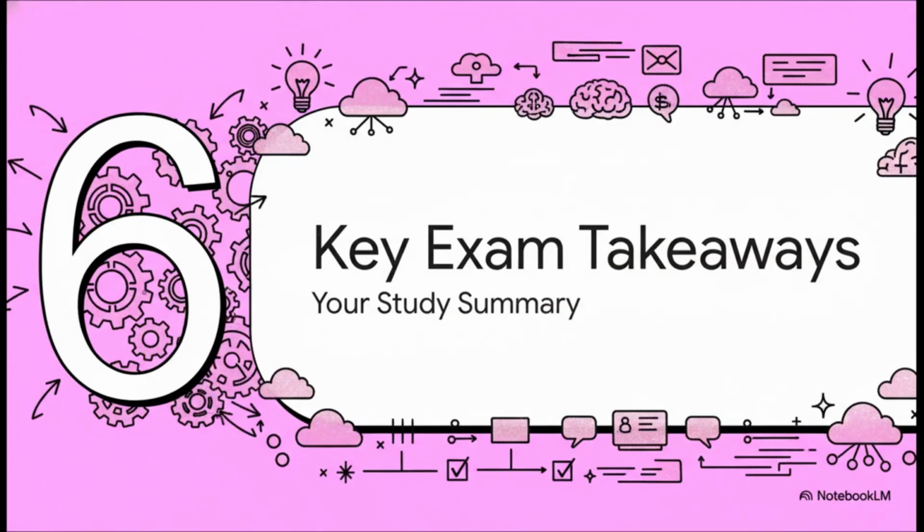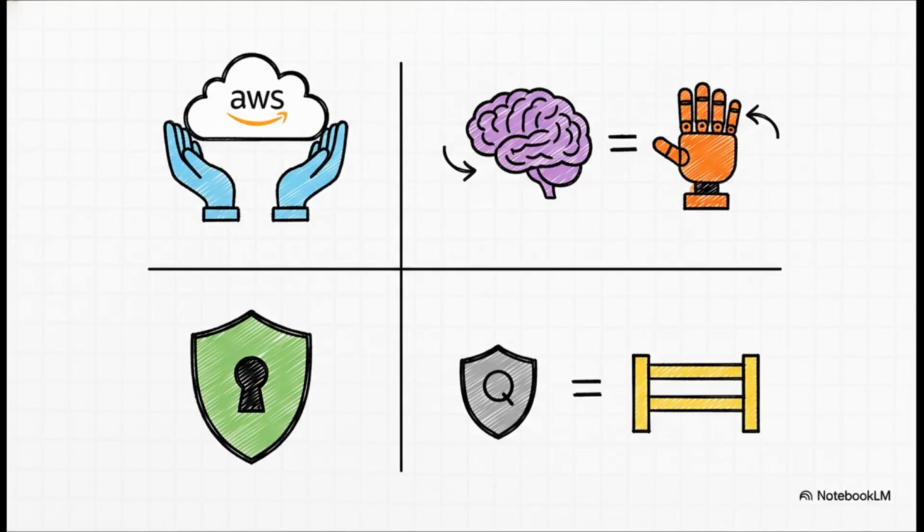Okay, we have covered a ton of ground. So let's pull it all together and boil it down to the absolute must-know points that you need to have locked in for that AI practitioner exam. All right, here are the 4 big things to memorize. Number 1, Amazon Q Business is a fully managed service built on Bedrock. You don't manage the underlying infrastructure.